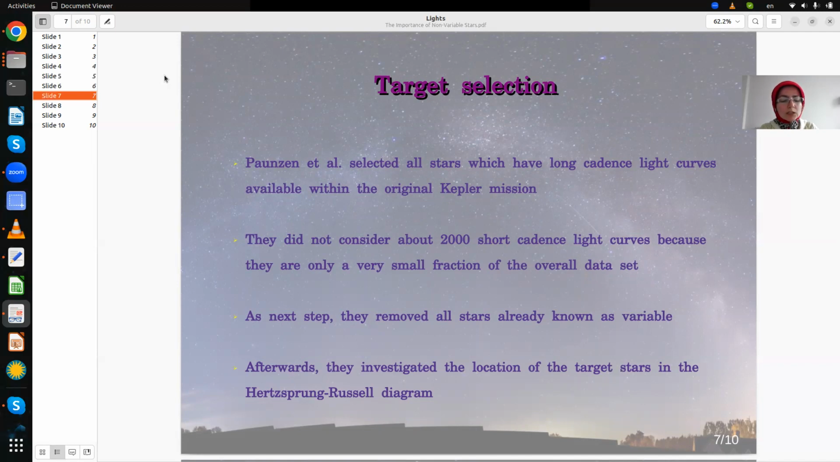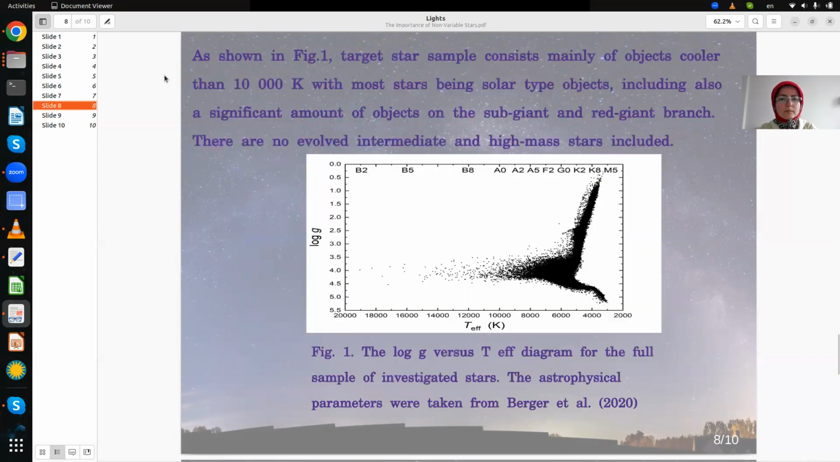They investigated the location of the target stars in the Hertzsprung-Russell diagram. As shown in Figure 1, the target star sample consists mainly of objects cooler than 10,000 Kelvin, with most stars being solar-type objects, including also a significant amount of objects on the subgiant and red giant branch. There are no intermediate- and high-mass stars included.